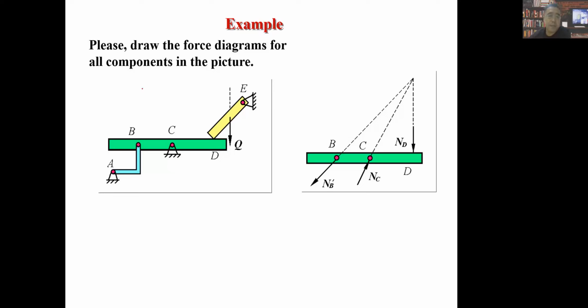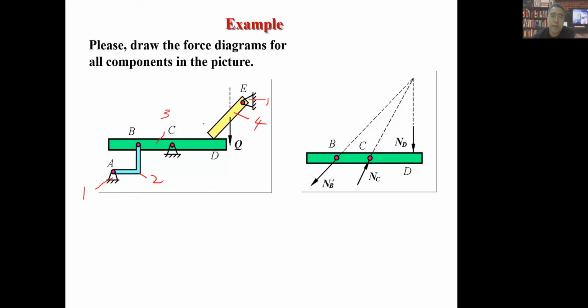So once again, look at this whole force system. It tells us to draw the force diagram for all components in the picture, right? So we can give numbers to the bodies in this whole system. This one, this second, this third, and this fourth, right? Because this one is fixed. This one is fixed. Actually, this one is also one.